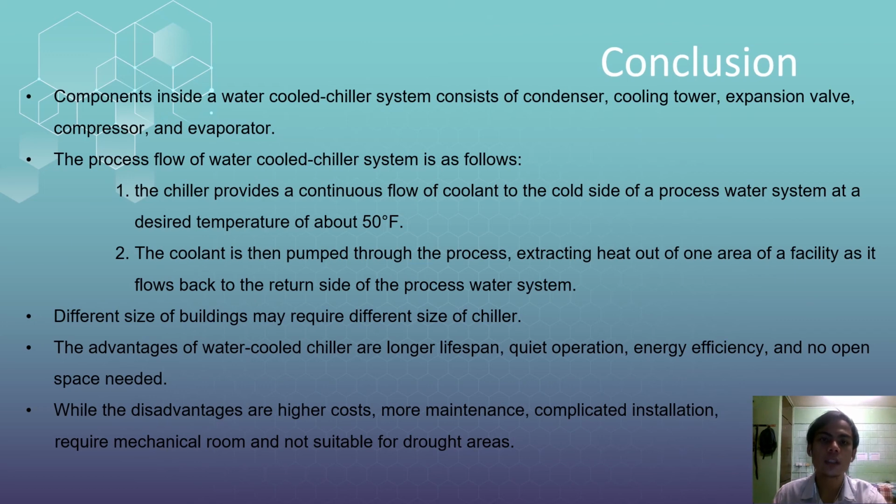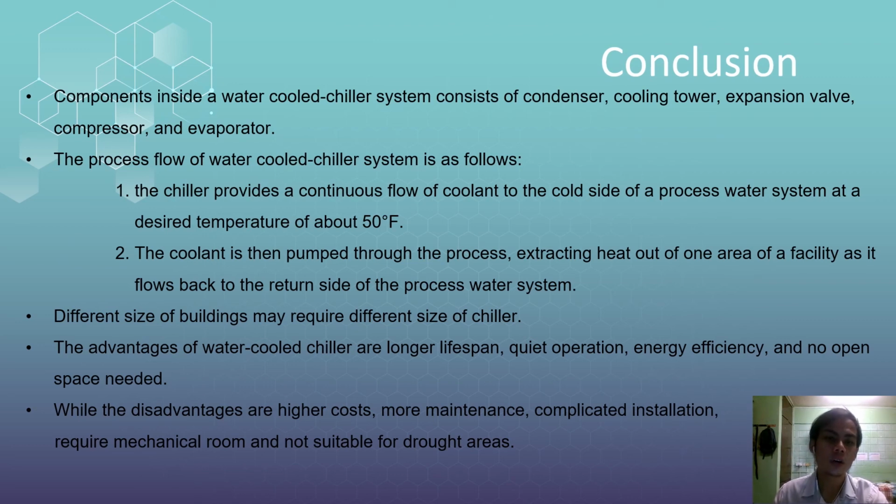Next is the expansion valve. The expansion valve is used to expand the refrigerant, reducing its pressure and increasing the volume, which will allow it to pick up the unwanted heat in the evaporator. And next is the compressor. The compressor takes low pressure, low temperature refrigerant in gas form and compresses it into a high pressure, high temperature gas. And finally but not least is the evaporator. The evaporator functions as a heat exchanger.